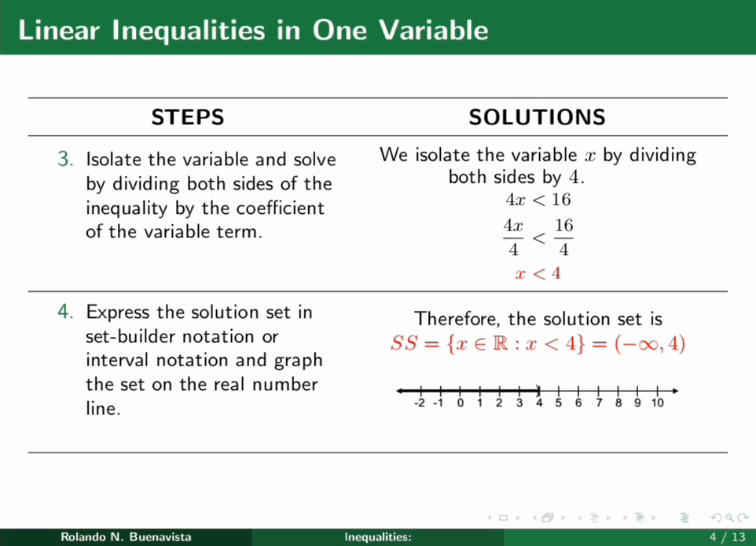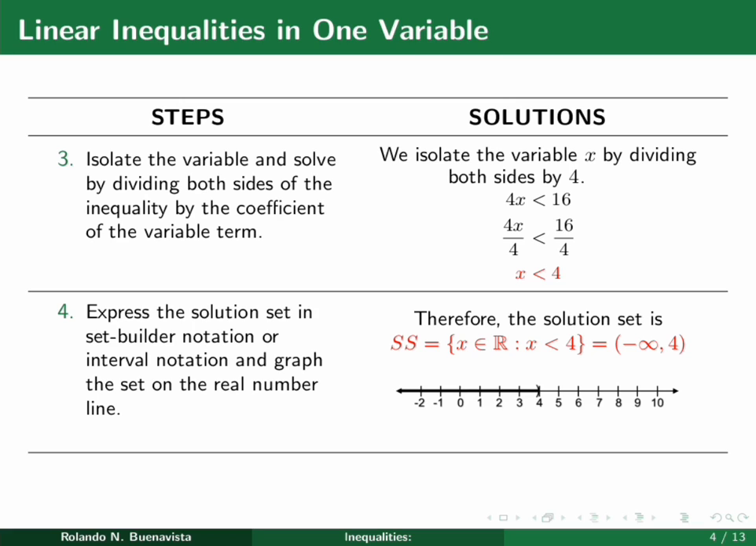Therefore, the solution set in set builder notation is x is in R such that x is less than 4, and it is equivalent to an open interval from negative infinity to positive 4. To graph this on the real number line, we draw a solid line ranging from negative infinity to positive 4, and it should be enclosed with a parenthesis symbol indicating that 4 is not included in our solution set.